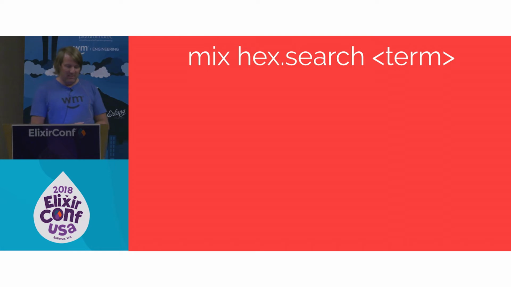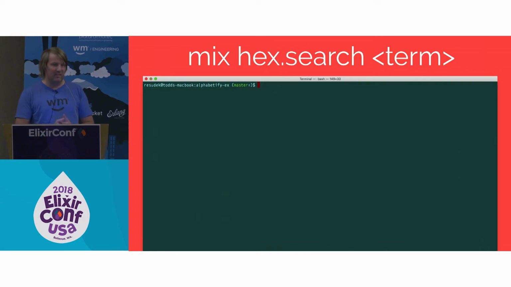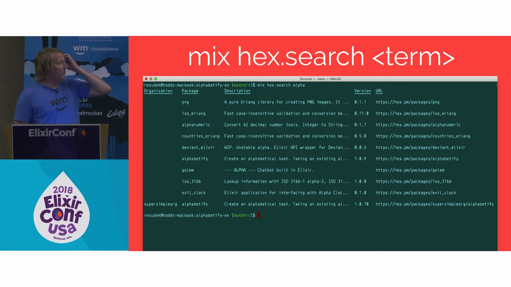All right, so I mentioned searching before. So you can search on Hex PM, the website, but you can also search right in the CLI that you have installed. So mix hex.search and then your search term. So in this case, I've searched for alpha, and it's going to bring up 10 results. So like I said, that's based on the name of the package and the description of the package.